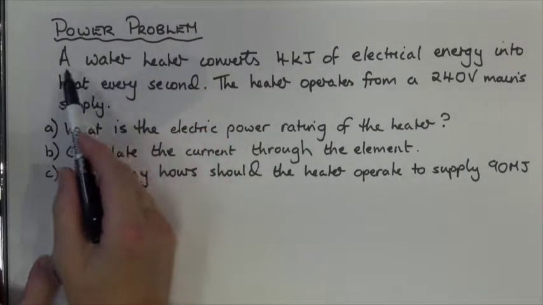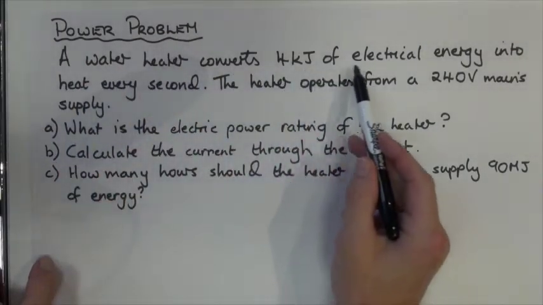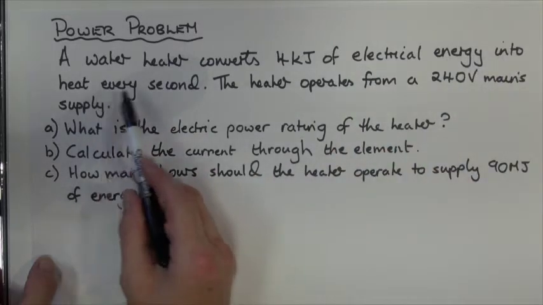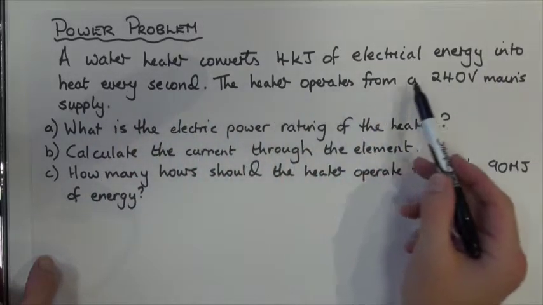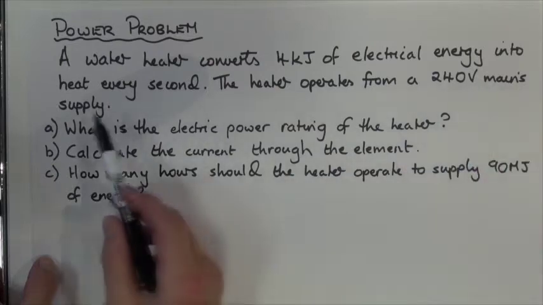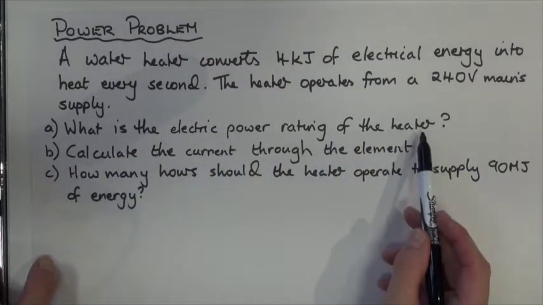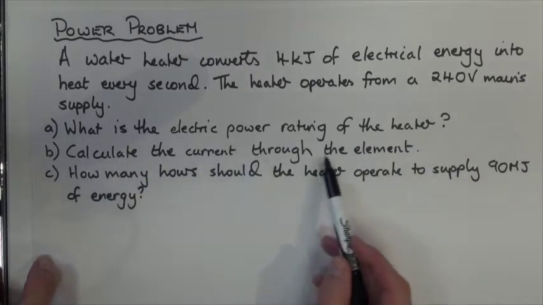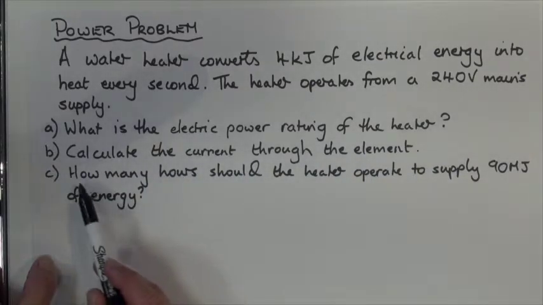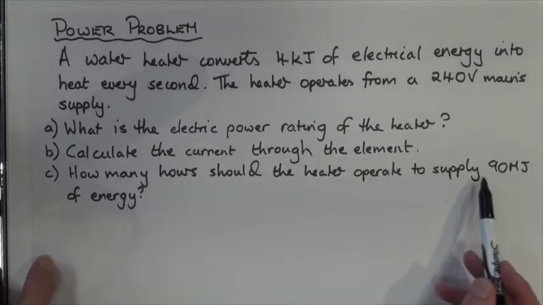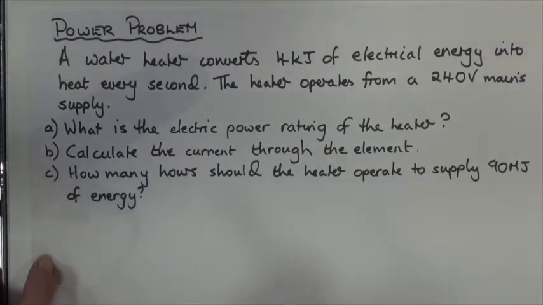In this video, we're going to solve a power problem. So I've got a water heater which is going to convert 4 kilojoules of electrical energy into heat every second. The heater operates from a 240 volt main supply. So I've got 3 questions. What is the electric power rating of the heater? Calculate the current through the element. And how many hours should the heater operate to supply 90 megajoules of energy?